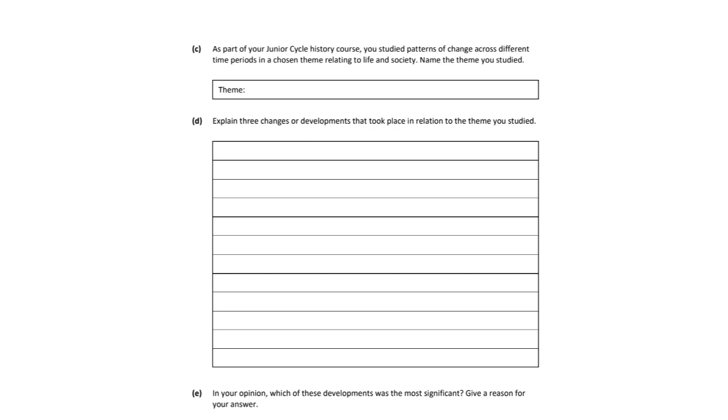So explain 3 changes or developments that took place in relation to the theme you studied. Firstly, by just saying health and medicine, you will get 3 marks. Now, explain 3 changes or developments that took place. If you can name and explain 3 different developments, okay, you are going to be getting your 18 marks here. Okay, so again, health and medicine.